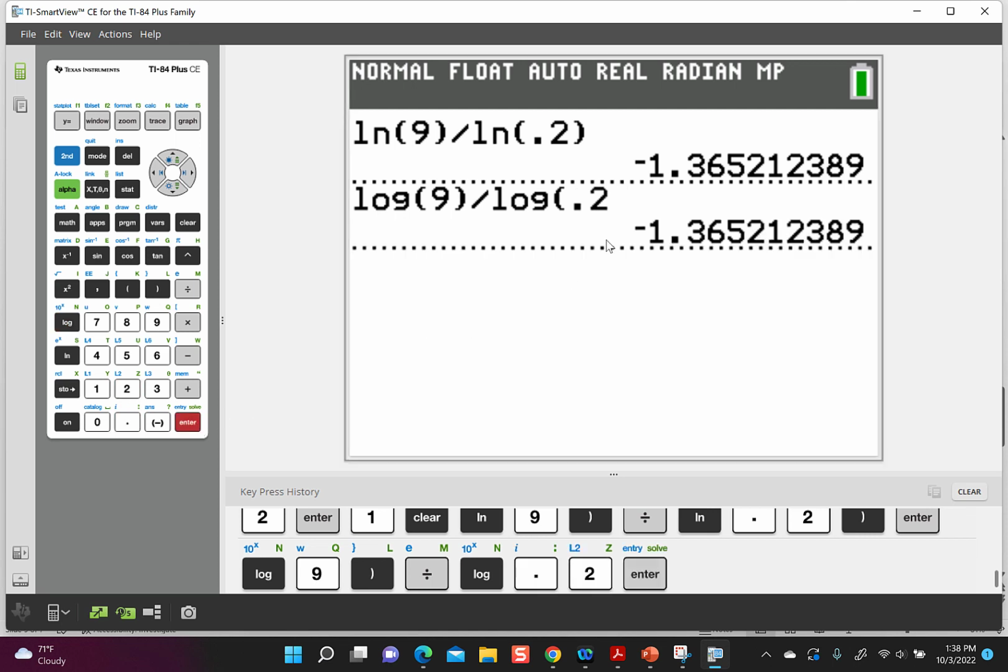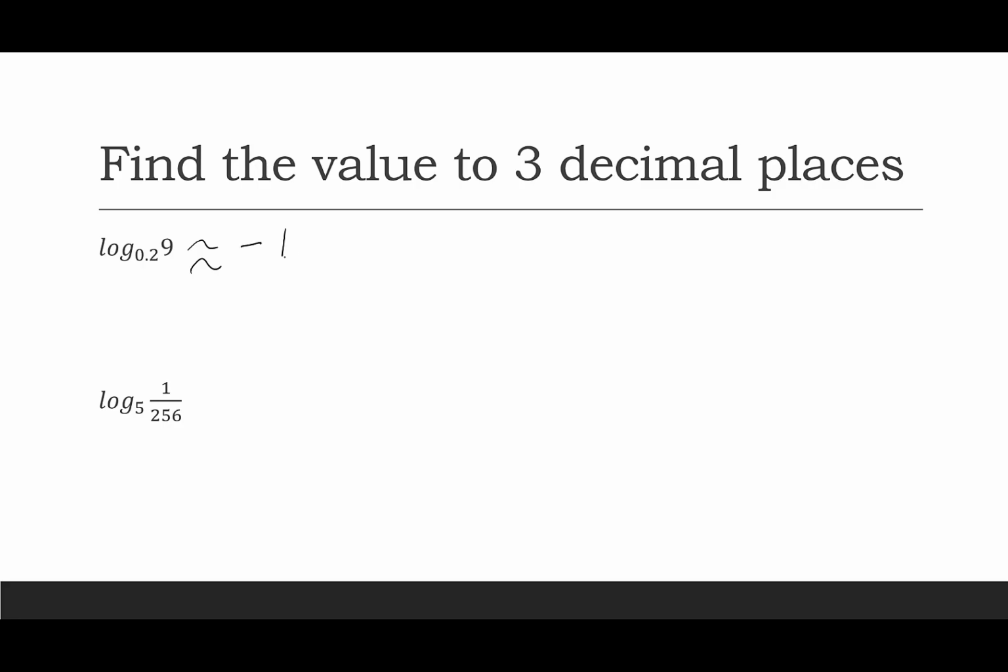So both of these, I see negative 1.365. So this was negative 1.365. One more, I have the log base 5 of 1 over 256.